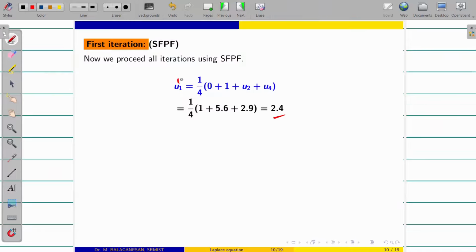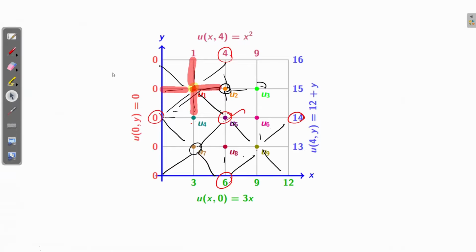Some other authors represent it as power 1. Power 1 is the first iteration, u1 power 1. If you want, you can write it, or here we have given the title first iteration, so there is no need to write the powers. So we found u1. Next, what do you have to find? u2. How will u2 be?